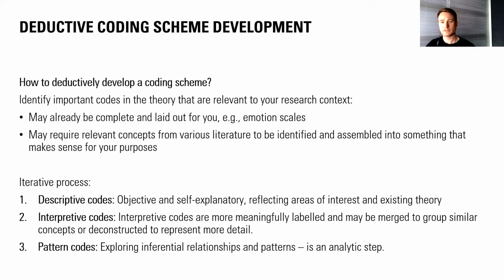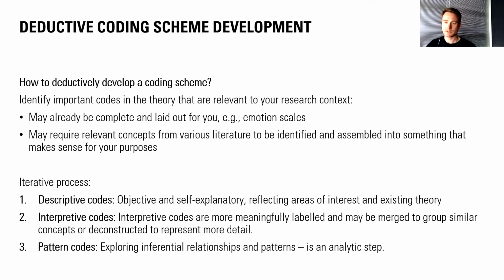So the first stage is the descriptive stage. This is where you might have a theory or something that you're wishing to apply to your research. Then you look at your data and identify what is important, or rather what is relevant. You have to be quite objective and self-explanatory in this stage, explaining concepts in your data and then relating those to different areas of interest or existing theory in the literature.